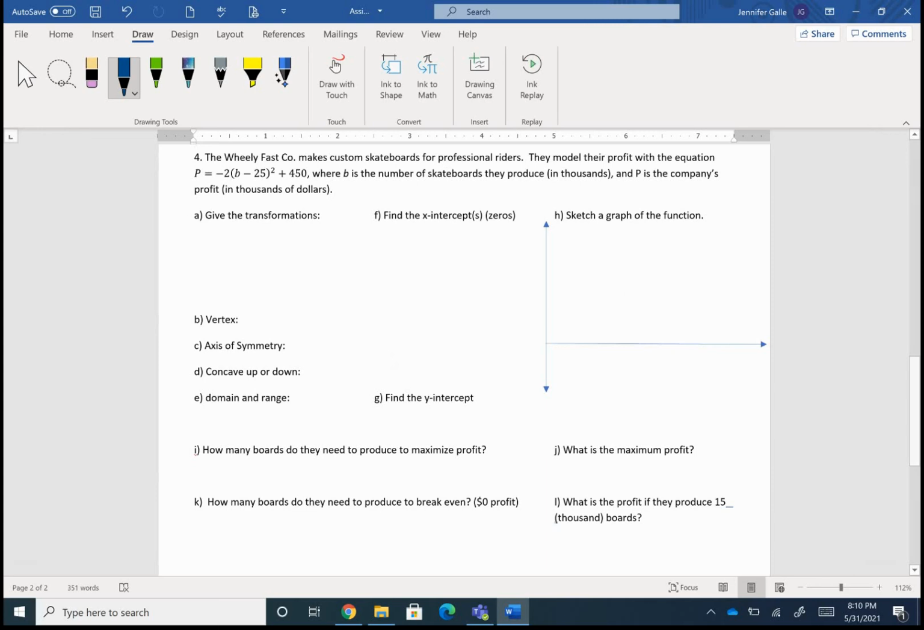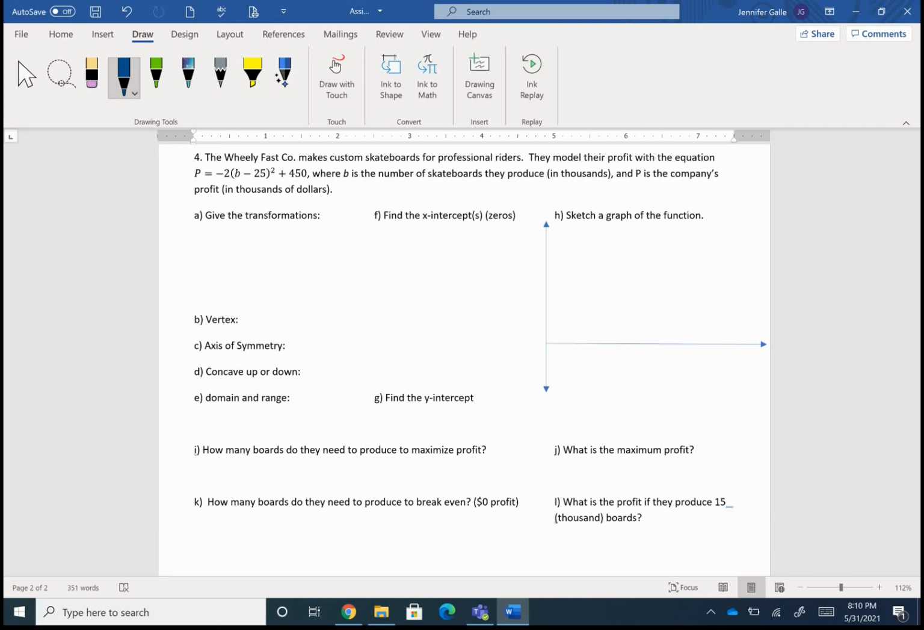All right, so we have the Wheelie Fast Company makes custom skateboards for professional riders. They model their profit with a given equation, where B is the number of skateboards they produce in thousands, and P is the company's profit in thousands of dollars. So we're going to treat it just like we did the ones on the front. We're going to find our transformations and all those other pieces so we can get a sketch of our graph. Then we're going to use our graph to answer some of the questions about the company's profits.